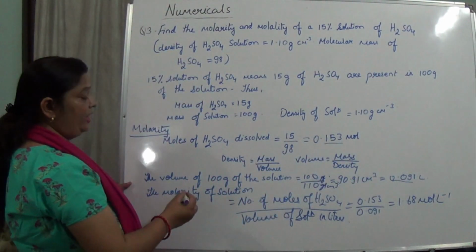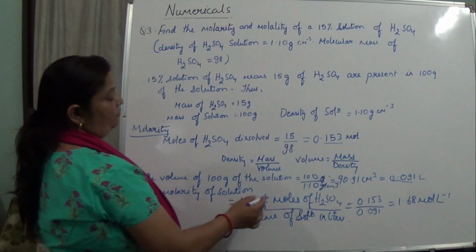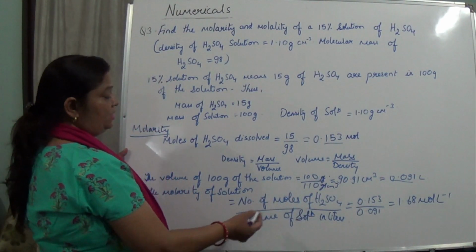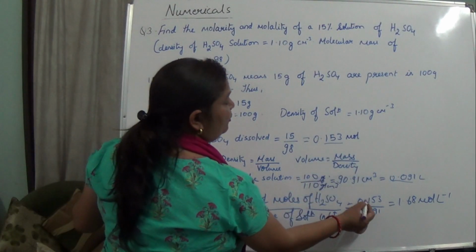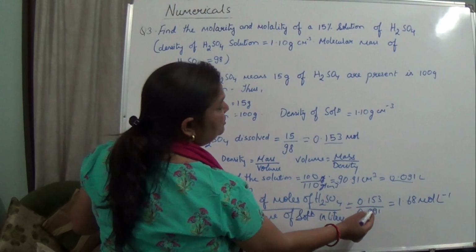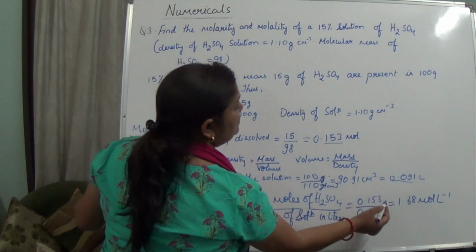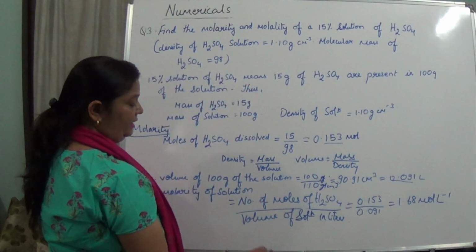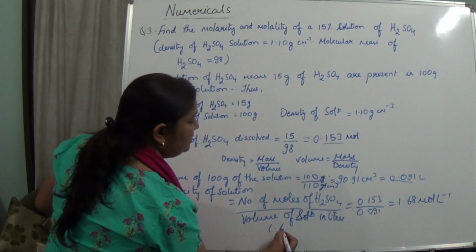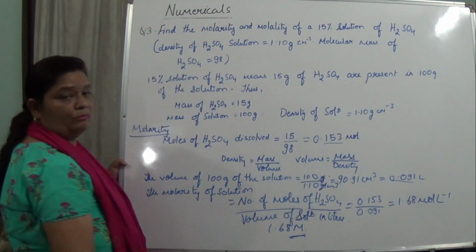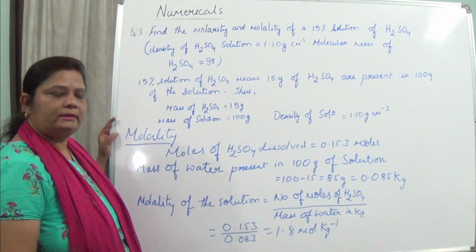Now we have got the volume, and we have the number of moles. So the molarity of the solution becomes number of moles of H2SO4 upon volume of solution in liters. The number of moles is 0.153, and the volume in liters is 0.091. When we solve it, it becomes 1.68 mole per liter, or you can also write 1.68 M. This M means molarity. Now we will calculate the molality.